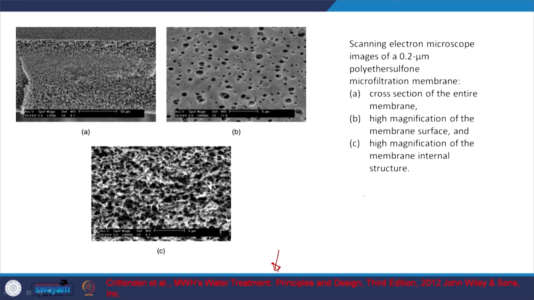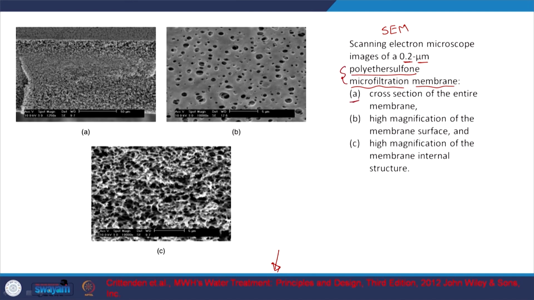So, let us look at what we have. First, this is based on SEM, scanning electron microscope images of a 0.2 micron, keep that in mind, and look at the kind of membrane we have. It is a polyether sulfone microfiltration membrane, right. So, that is something to keep in mind.